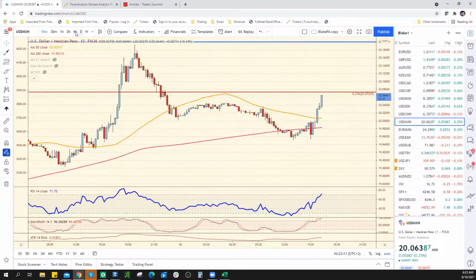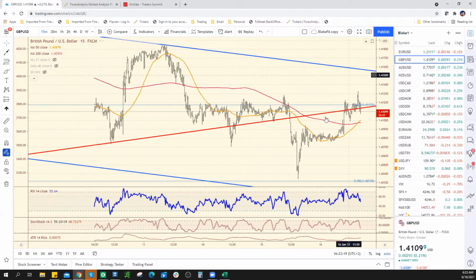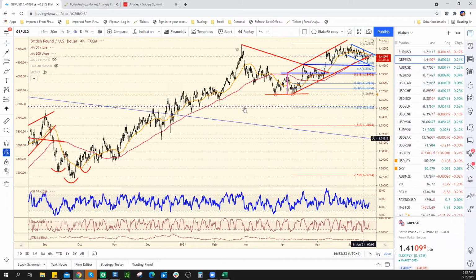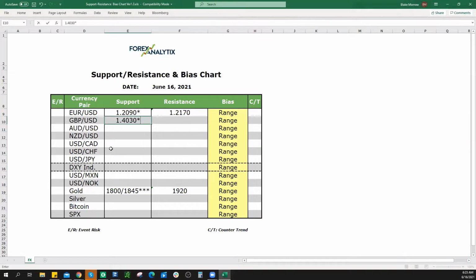Oh, since we're here on the dollar mex. Wait, did I finish up the cable? No, I didn't. Let's go back to the cable. All right, so resistance for the sterling. Let's mark up this channel resistance, which comes in right now at 141.50. I know we've been writing 142, 142.50, but I think that this is a channel, so let's be respectful of it.